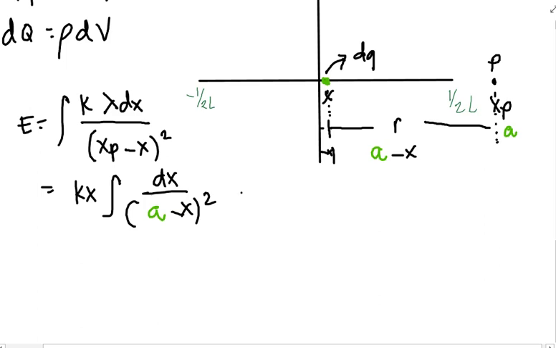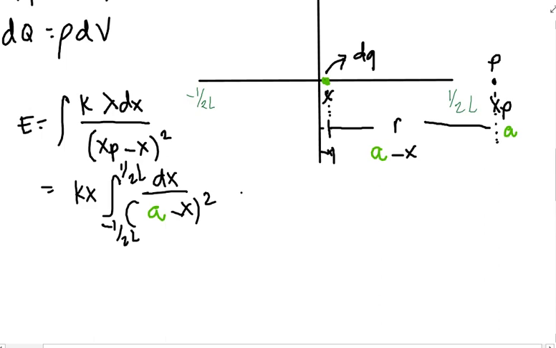So this is equal to, take note, we have to evaluate it along the broken line. So from the first endpoint, we have our lower limit which is negative 1 half L, and then we have the upper limit which is 1 half L. Okay, so how do we perform our integration? We need to perform the integration by substitution.